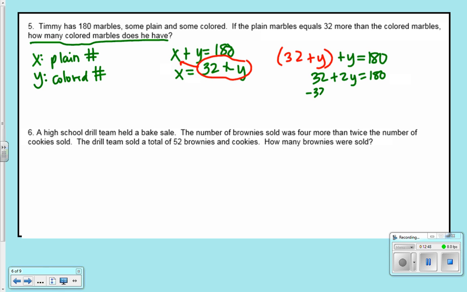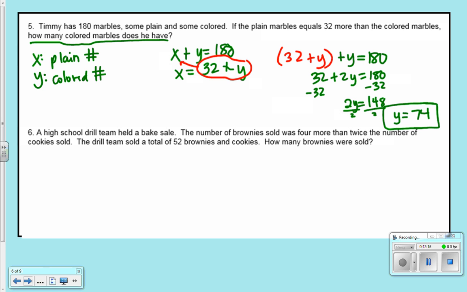Let's subtract 32. So 2y equals 148. Divide by 2, y equals 74. Is that what I wanted? Hey, looky there. The good thing about this question is it says how many colored does he have? Colored is the y. I just found the y. So honestly, I don't even have to find the x. I could if I wanted to, but it's not necessary because they didn't ask you for it. So I answered their question. He has 74 colored marbles.